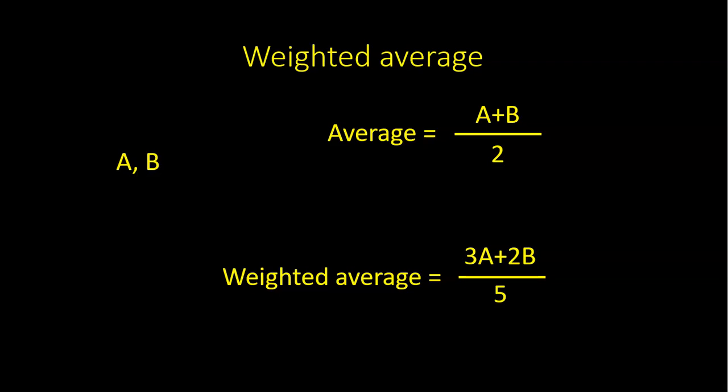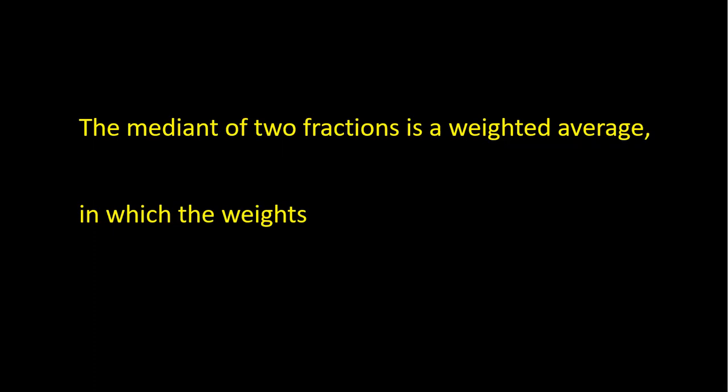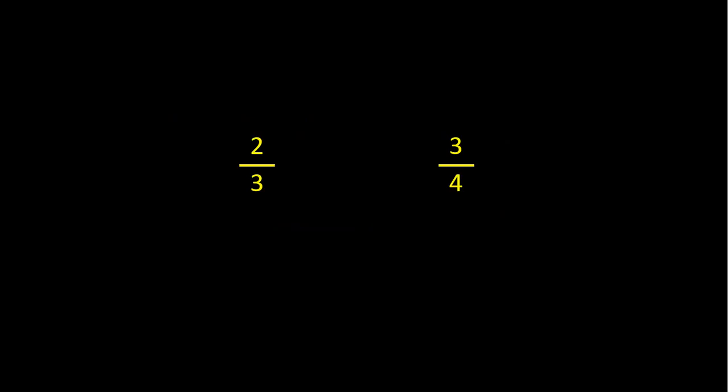So, when we calculate the mediant of two fractions, we're actually finding a weighted average in which the weights are the denominators of the two fractions. So when we calculated the mediant of 2/3 and 3/4, we were giving 2/3 a weight of 3 and 3/4 a weight of 4. Our answer, 5/7, was therefore a little bit closer to 3/4 than it was to 2/3.